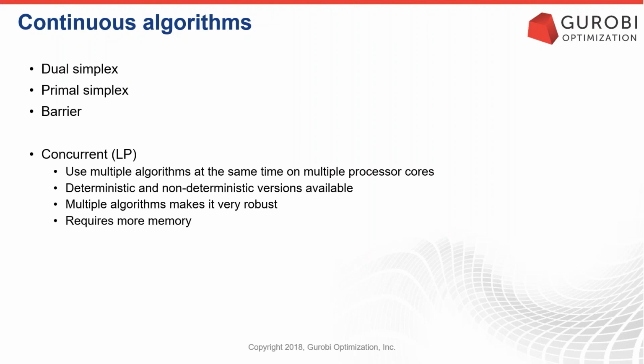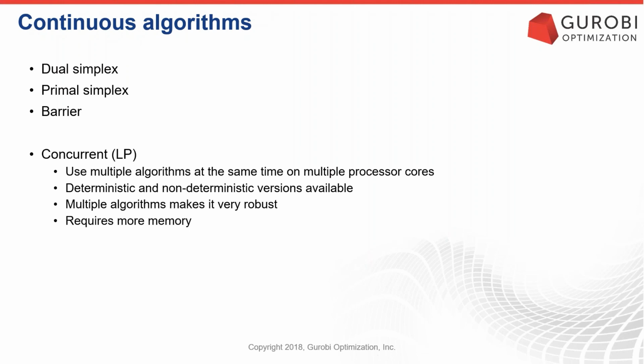Sometimes this is not so helpful because you really want to have the same behavior all the time. So for example, if there is some other process running on your machine and the runtimes are very similar, sometimes one algorithm may be faster and sometimes the other. And if this is something that you really don't want, you can also select the deterministic versions of concurrent. It takes slightly more time usually, but this gives you the same result for the same model on the same machine. But of course, each algorithm needs its own memory, so this is also something that requires more memory.